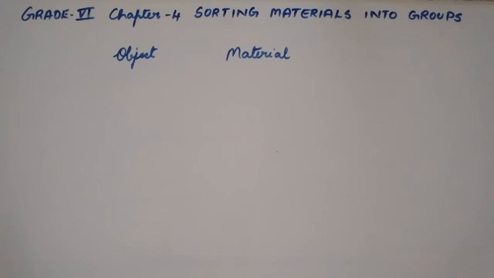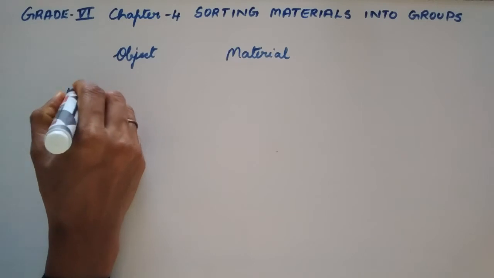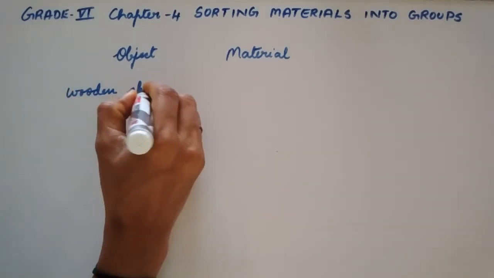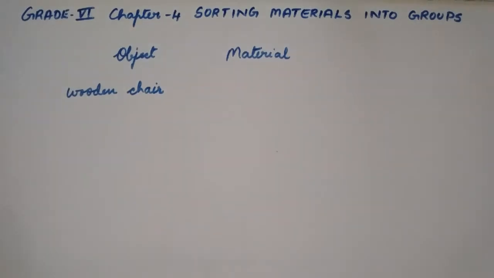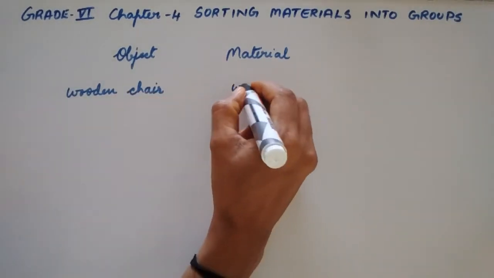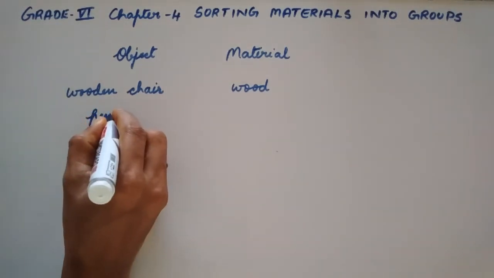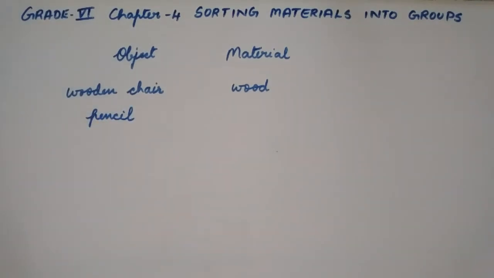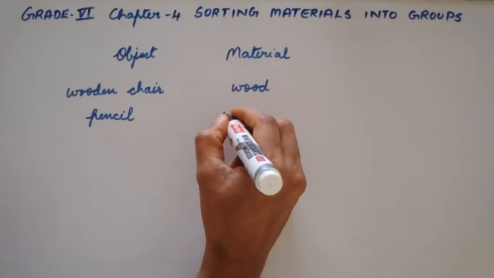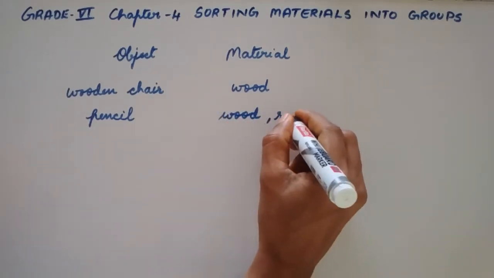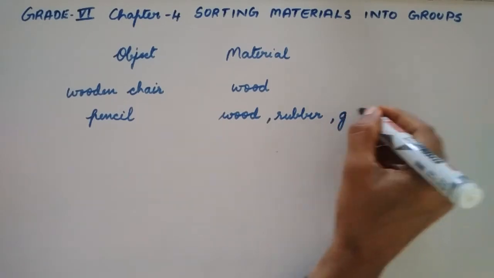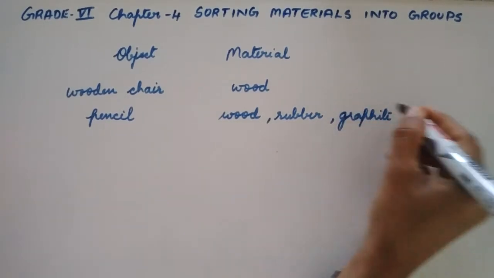An object could be made up of only one material. For example, a wooden chair. A wooden chair is an object which is made up of only one material, that is wood. Also, an object could be made up of many materials. For example, pencil. A pencil is an object made up of wood, rubber, graphite and a metal.